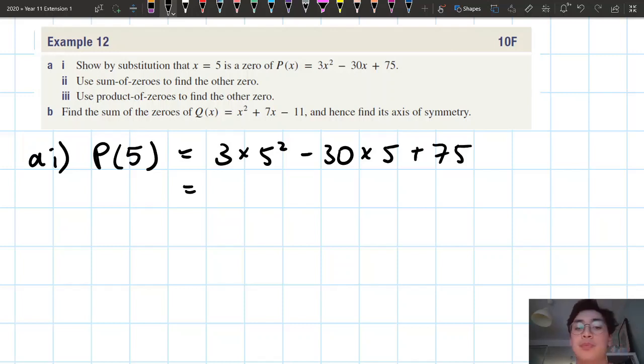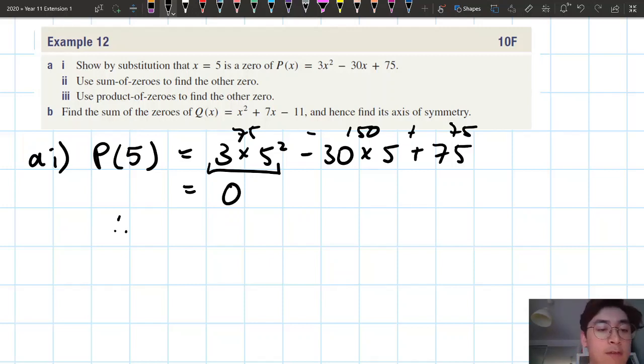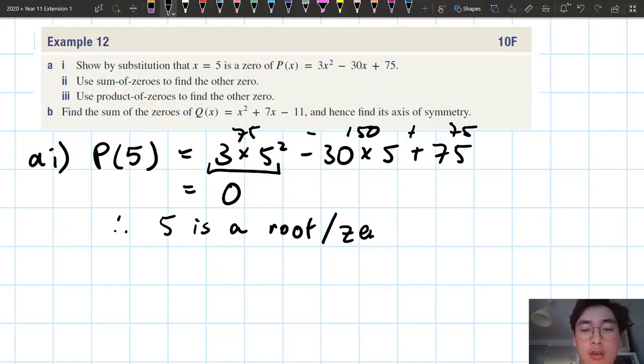Okay. I think this does in fact give me 0. This first term is going to give me 75. That's going to give me 150. This is 75. And when we do that, we get 0. So therefore, 5 is a root, a 0. Okay, so that first part hopefully was quite simple. All we needed to do was substitute x equals 5 into our polynomial.